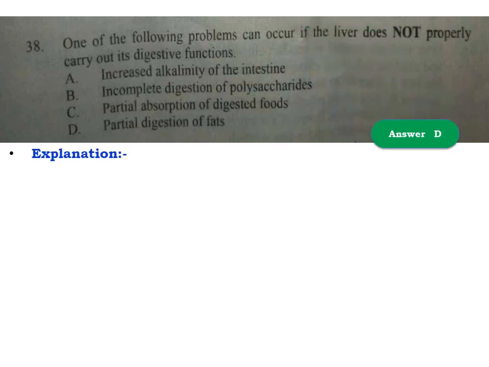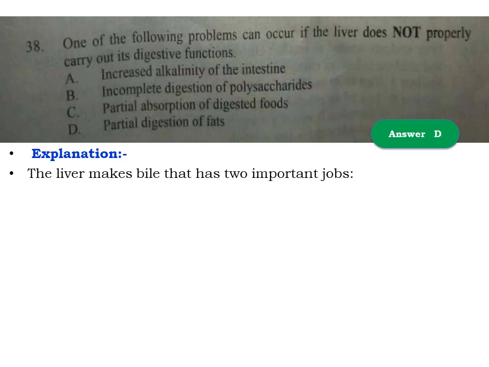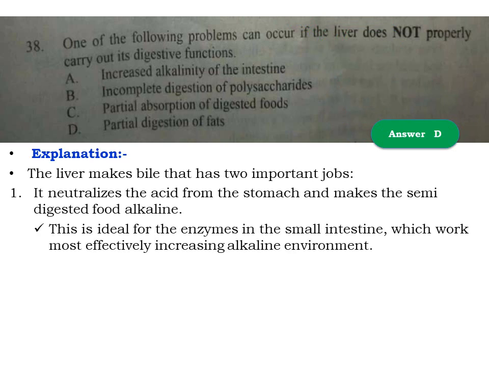Fat. The answer is D. Let us see the explanation. The liver makes bile that has two important jobs. The first is neutralizing the acidic condition from the stomach and making semi-digested food alkaline. This is ideal for enzymes in the small intestine, which work most effectively in an alkaline environment.